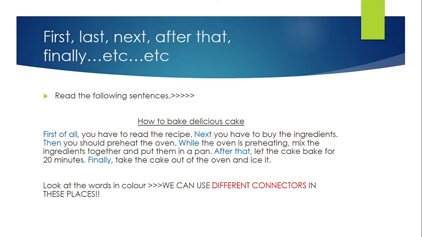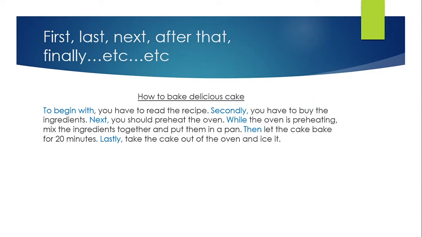Look at the words in color. We can use different connectors in these places. Now, we shall change these words, but the meaning will be the same. Look at the words, the color. To begin with, at the place of first, you can use also to begin with. You have to read the recipe. Secondly, you have to buy the ingredients. Next, you should preheat the oven.